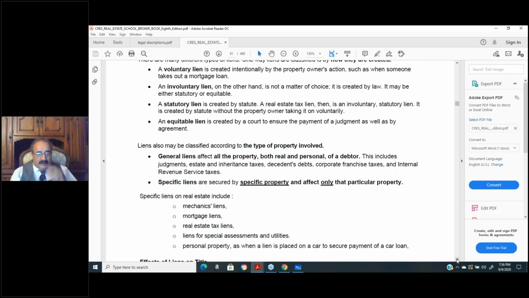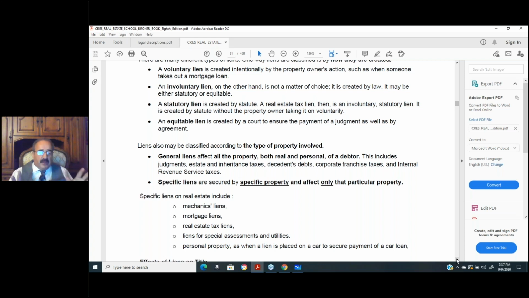A general lien. A general lien is a lien that attaches to all of the defendant's property, both real and personal. A lawsuit is a general lien. The IRS is a general lien. And then a specific lien is a lien that only attaches to one particular property.